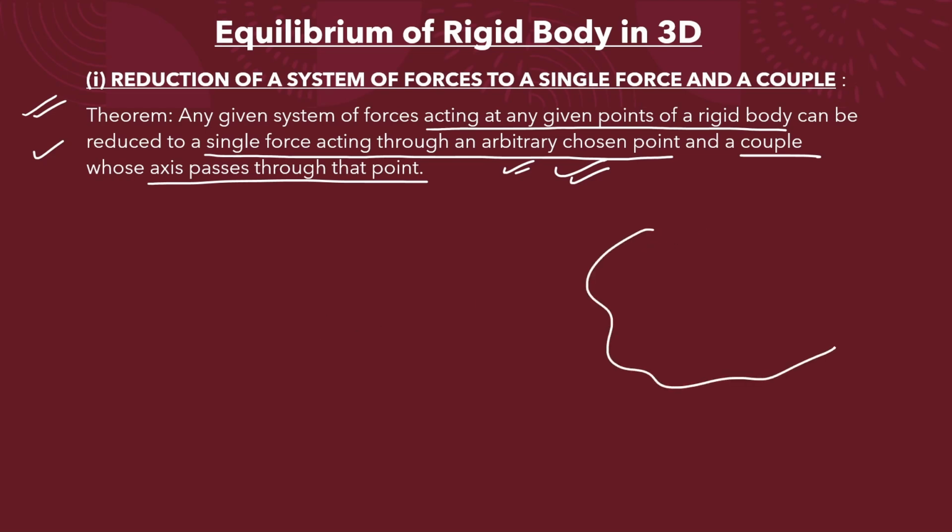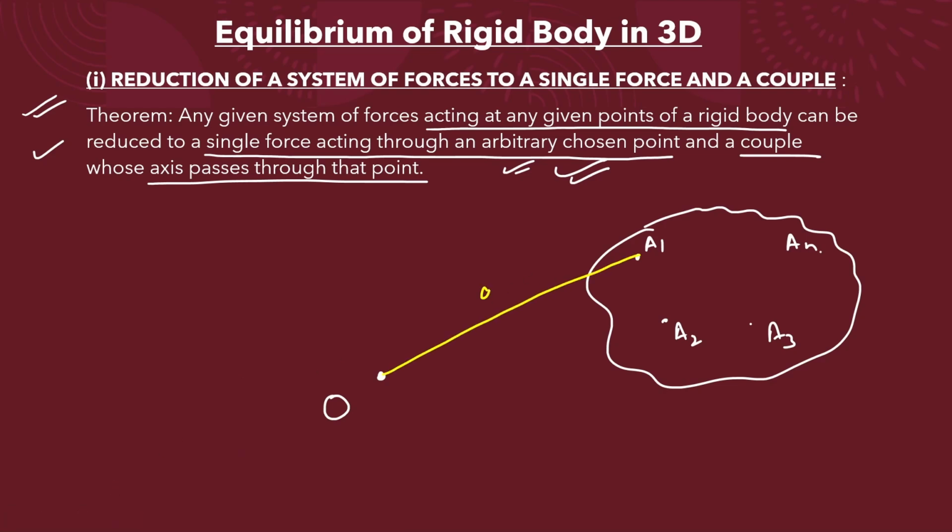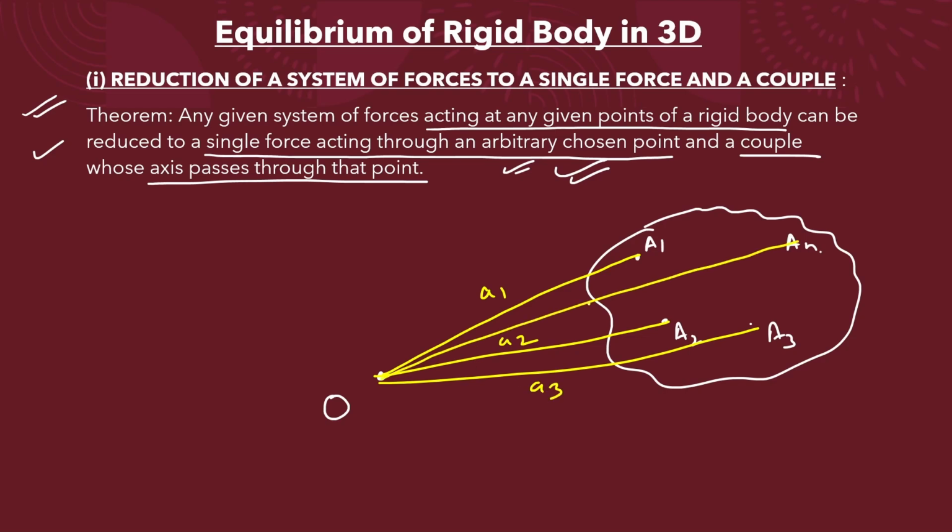So we have a rigid body like this. Let us consider a few points here. We have A1, A2, A3, and let us take this as An. We have the origin of vector as O. Let us take the position vector of these points. Now let us take a point Ar here at a position vector of Ar.